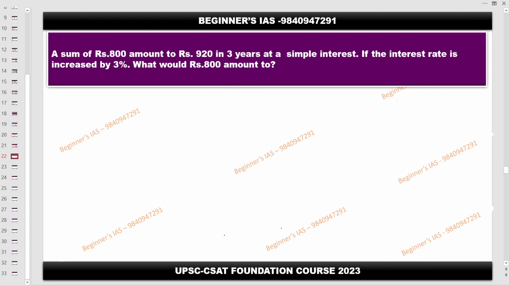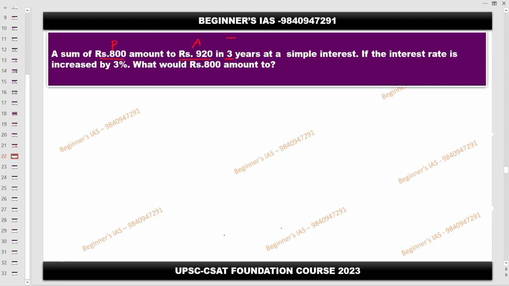Okay. So now the sum of rupees 800 amounts to 920 in 3 years at simple interest. If the interest rate is increased by 3%, what would rupees 800 amount to? So understand this question first. First of all, you know that amount, right? The sum amounts to this one with some simple interest, which means that this is P and this is A. Ismail, clear?